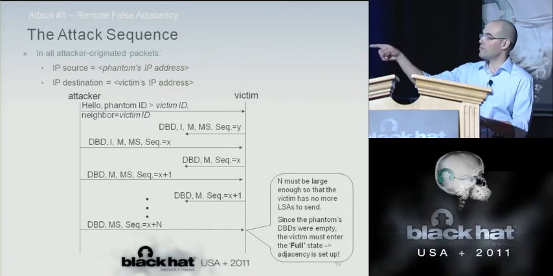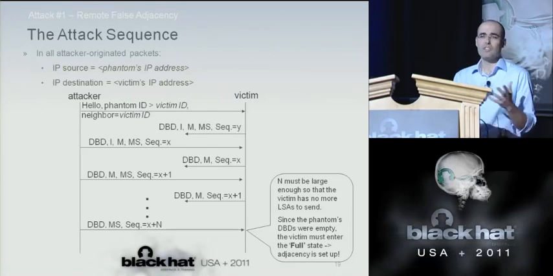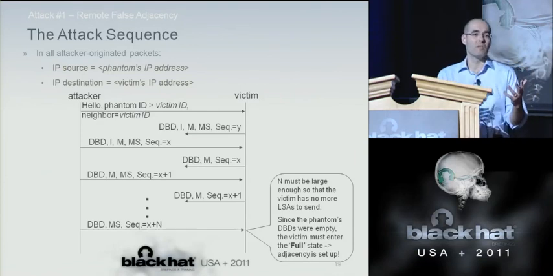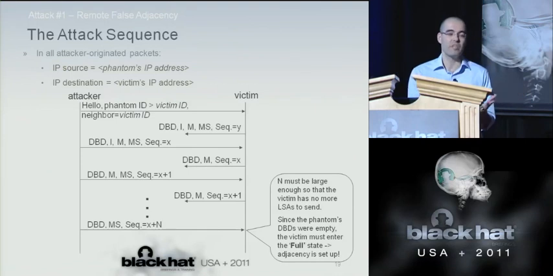Notice that the M flag is down here. Once the victim gets this message, we assume that he has already sent out all the LSA summaries he needed. So he sees that the phantom router actually has an empty database of LSAs. Okay, that doesn't bother him.